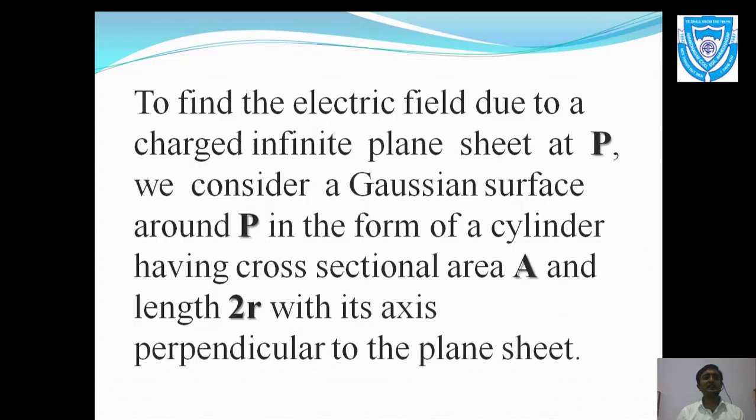Now there is a detailed explanation of the diagram. To find the electric field due to a charged infinite plane sheet at P, we consider a Gaussian surface around P in the form of a cylinder having cross-sectional area capital A and length twice of r. Since we have seen the length r from one side and r to the other side, the addition of r and r will be twice of r, with its axis perpendicular to the plane sheet.